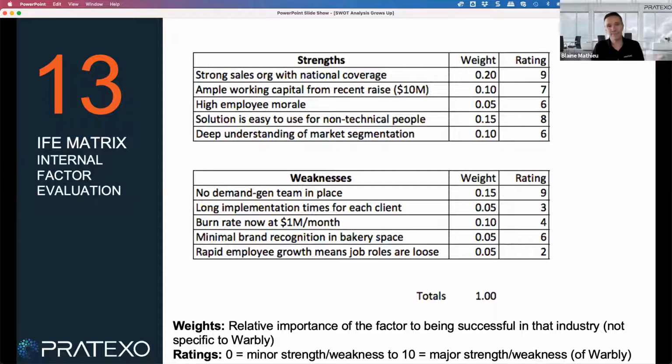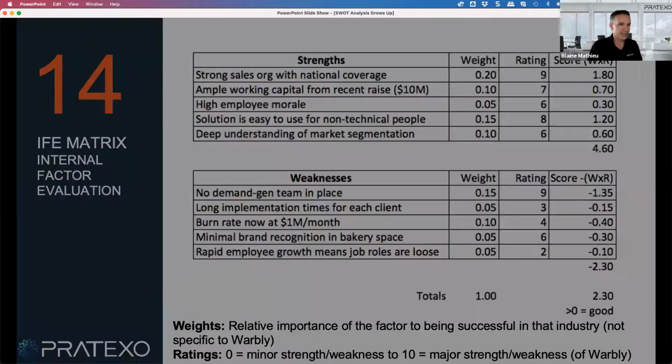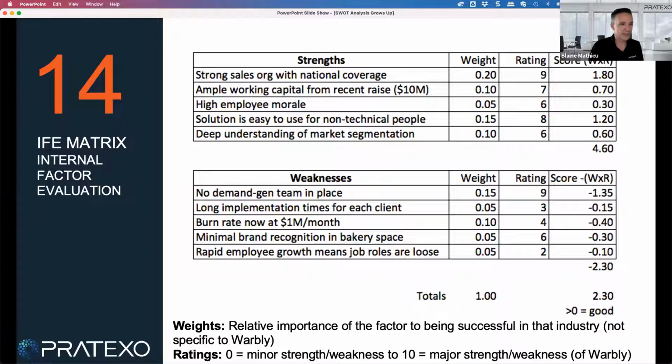All right, and again, you probably do this as a group. You do some kind of system, and then you can multiply the weightings times the ratings. Obviously, for the weaknesses you get a negative score, because the higher the rating score, the worse that is for you. So you're getting a negative when you do that. And we ended up with a 4.6 on the positive side, a minus 2.3 on the negative side.